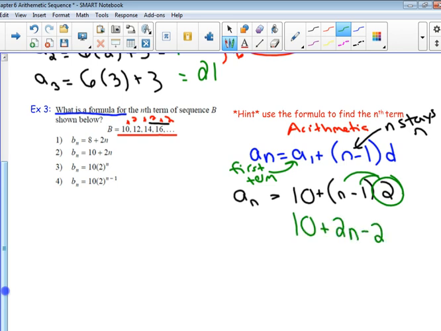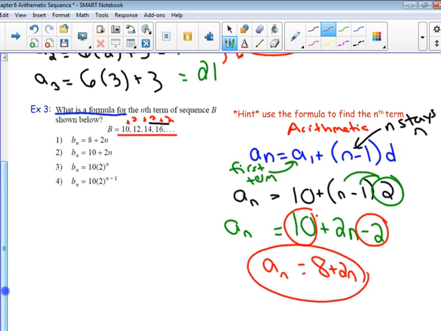Do you guys have any like terms that we can combine there? Good, 10 and the 2. What's that going to be? 8. Good job. So we got 8 plus 2n is going to be the formula to represent the sequence.